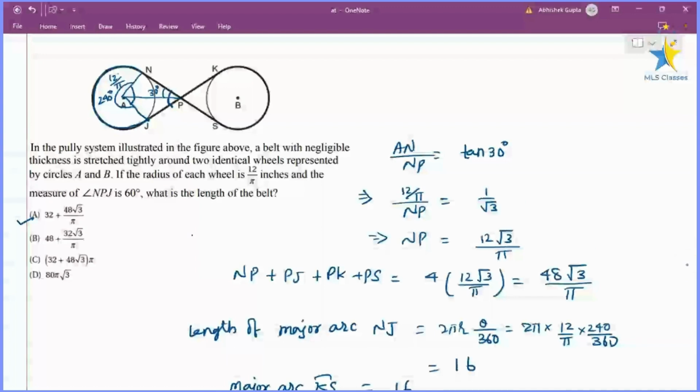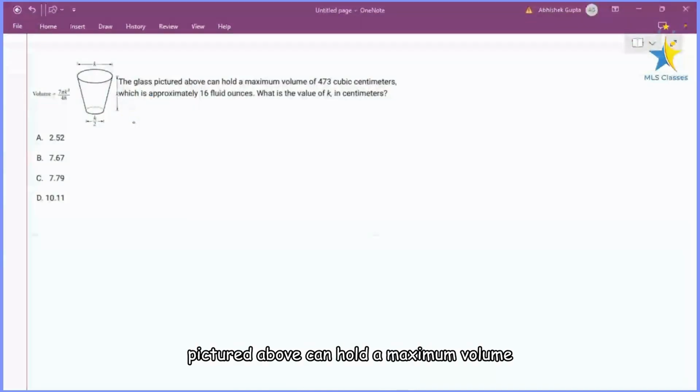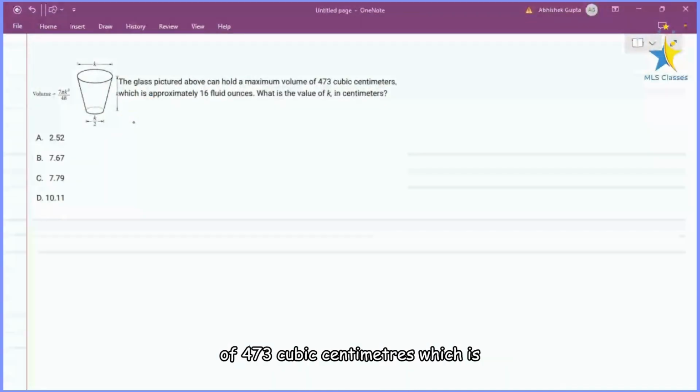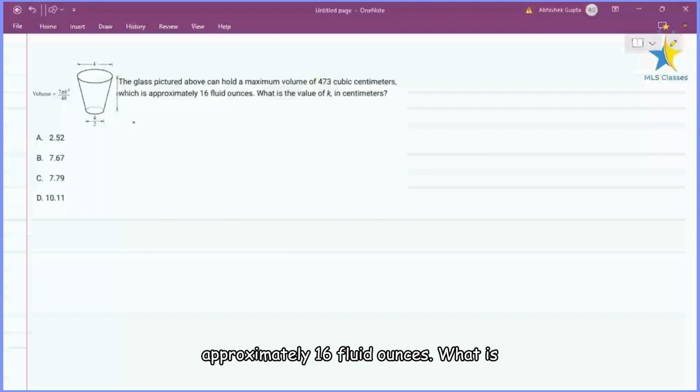Now moving to next question. In this question it says that the glass pictured above can hold a maximum volume of 473 cubic centimeters, which is approximately 16 fluid ounces. What is the value of K in centimeters? Volume is equal to 7 pi K cube over 48, and that is also given.